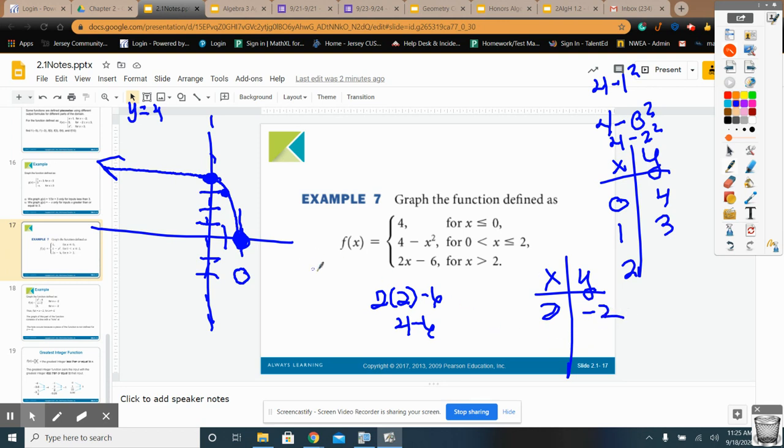Let's plug in another number bigger, 3. 2 times 3 is 6. 6 minus 6 is 0. There's that uphill line. And then the slope is 2. Rise 2, run 1. I can do it one more time. There's my piecewise function.